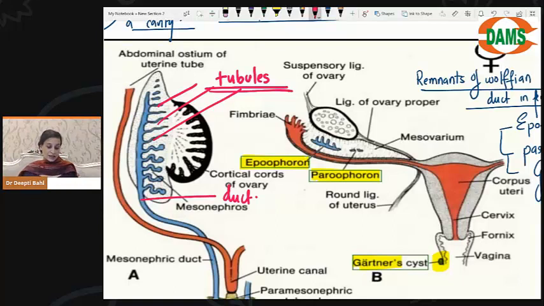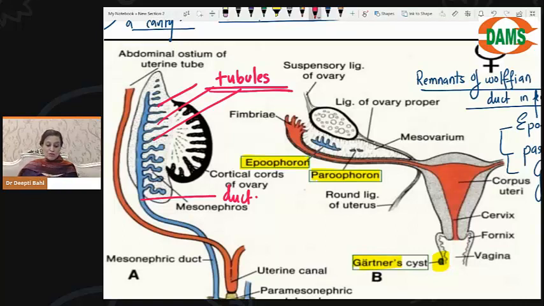Okay, so epoophoron, paroophoron, and Gartner's duct. We will see from what part exactly are they going to come. Now if you look at these pictures, can you tell me, does the epoophoron come from the mesonephric duct, or a better answer, the mesonephric tubules? Tell me, what is the better answer? It is going to be from the mesonephric tubules, right?